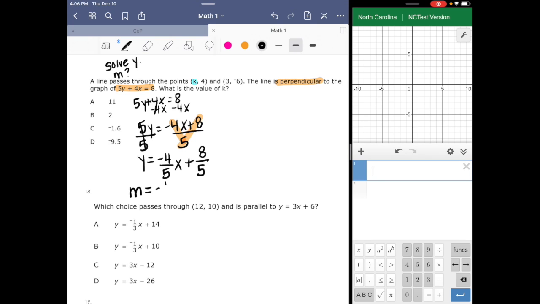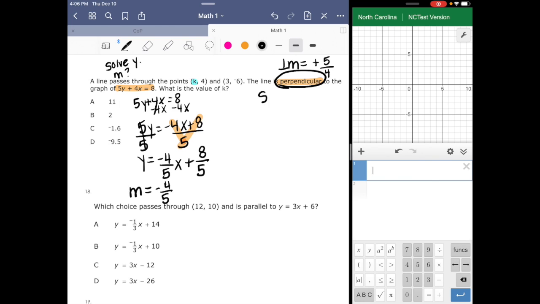Now what I care about is I need the slope. So my regular slope is negative 4 over 5, but we don't want the regular slope. We want the perpendicular slope. So my perpendicular slope is going to change to positive 5 over 4. So here's what it's asking. What is that value of k?